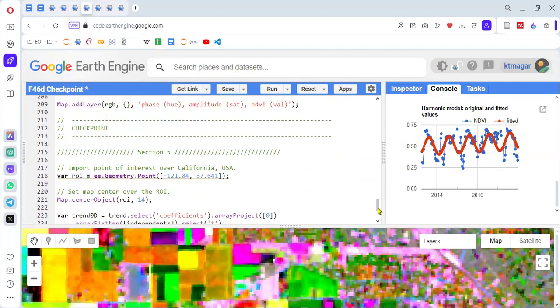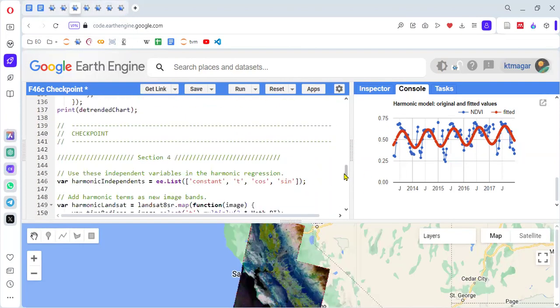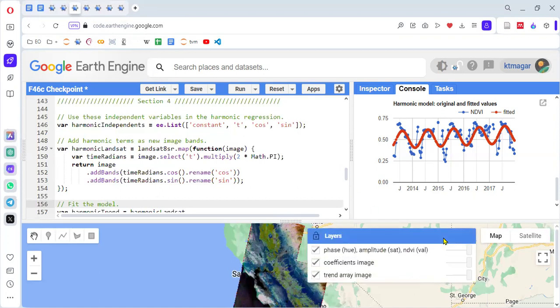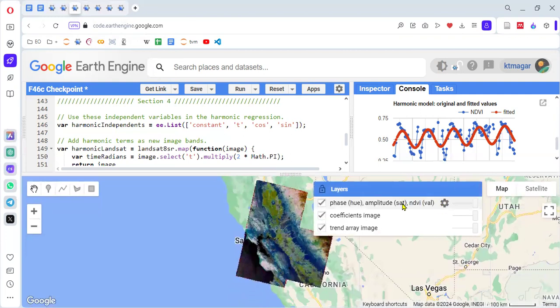Then we have section 4 here, and in this we are fitting the model to add the harmonic variables, and we can also compute and map the phase and amplitude of the estimated harmonic model for each pixel.